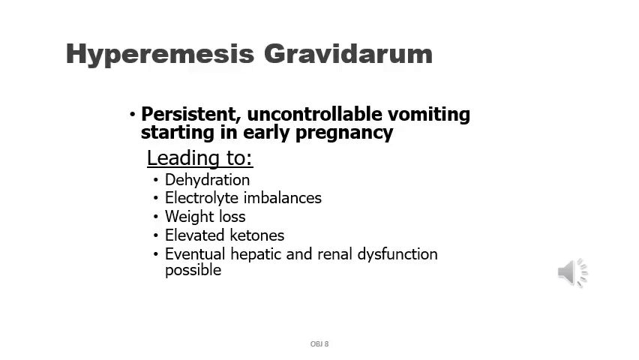On this slide we're going to discuss hyperemesis gravidarum. This is only with pregnant women. They have persistent uncontrollable vomiting starting in early pregnancy that can continue throughout their entire pregnancy. It can lead to dehydration, electrolyte imbalances, weight loss, and elevated ketones; eventual hepatic and renal dysfunction are also possible. It is defined as a weight loss of 5% or more of the pre-pregnant weight.